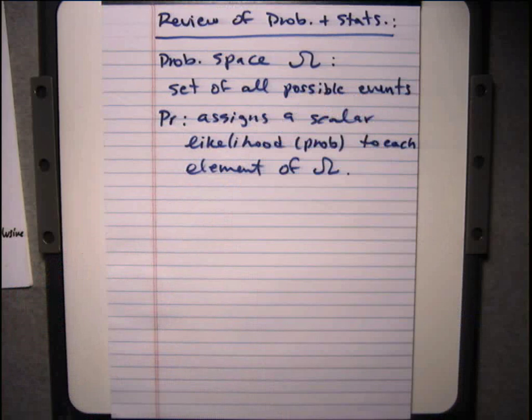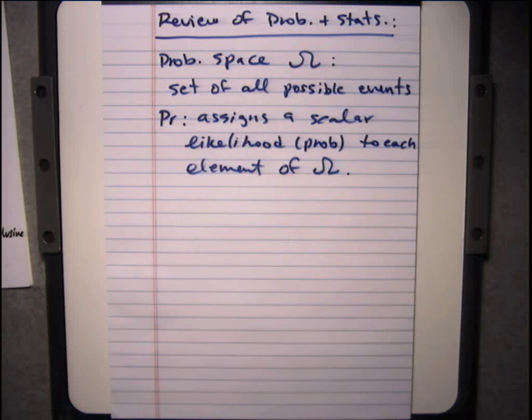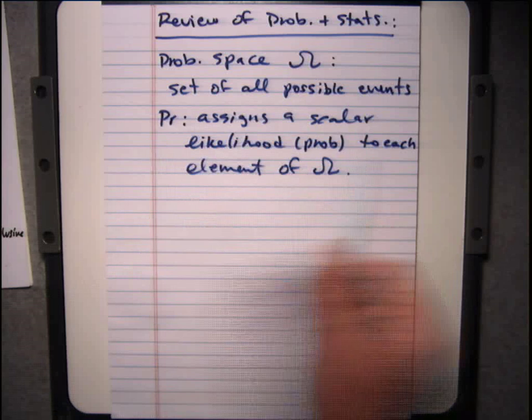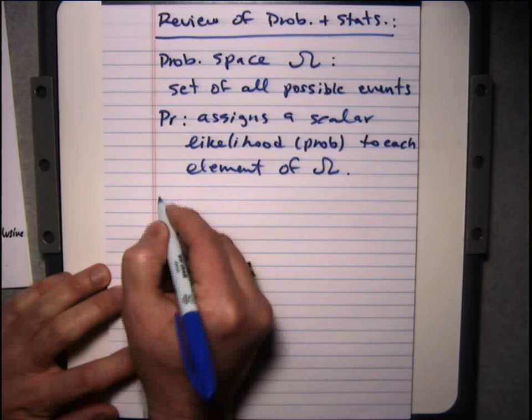So for example, if the set of experiments that you're looking at is which side a coin lands on when you flip it, then the probability space, the set of all possible events, is you get heads or tails. We're going to assume the coin is not going to land on its edge. And probability assigns a scalar likelihood to each element of omega. So if a fair coin is tossed, then you get 1/2 and 1/2. That's a very, very simple example. Now, then you have events.